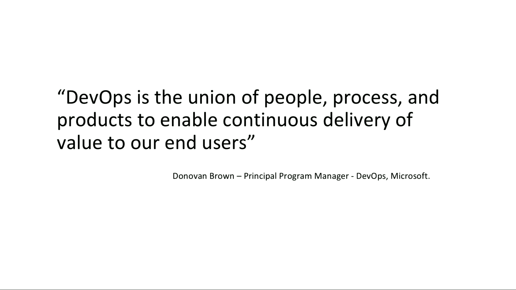Where I wanted to start was that there are many definitions of DevOps out there. Like any good standard, there are many definitions of it. This is a definition that I quite like, actually. I think it's a good one. It happens to be from one of our product managers in Microsoft: DevOps is the union of people, process and products to enable continuous delivery of value to our end users. So I think there's some good stuff in there, and I just wanted to refer back to that.